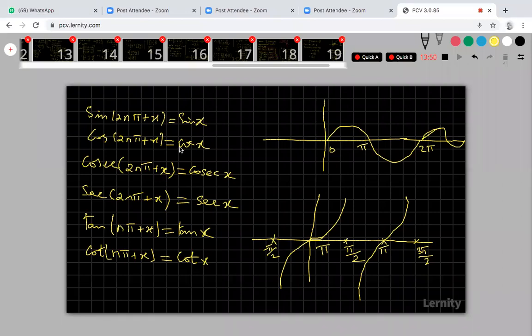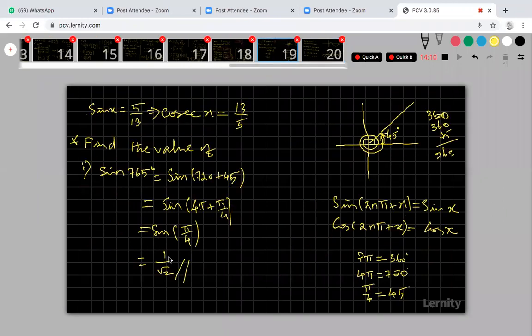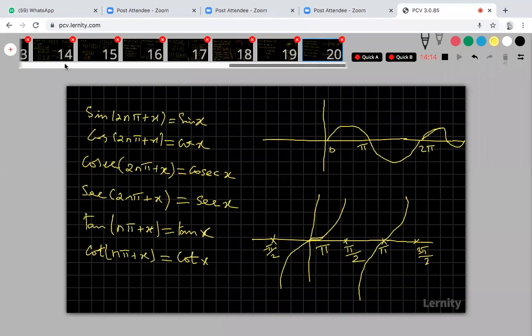So therefore, these are the known results. We have to use these results. We don't need to go for the proof of these results, because we are going to discuss some more identities also. So this is tan(n pi plus x) is tan x, cot(n pi plus x) is cot x. Please try to understand this. Now the 1 by root 2, this is the value of this one. Now come to the next one, second problem.